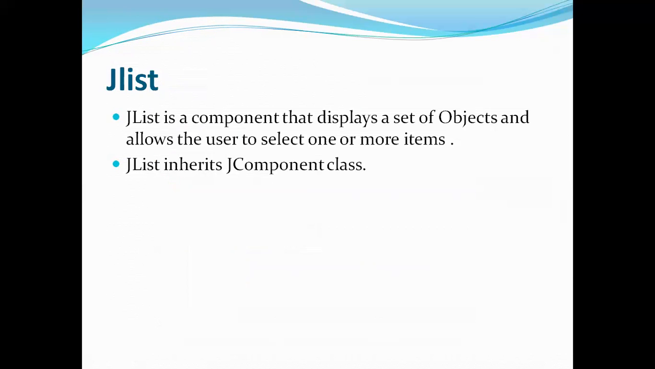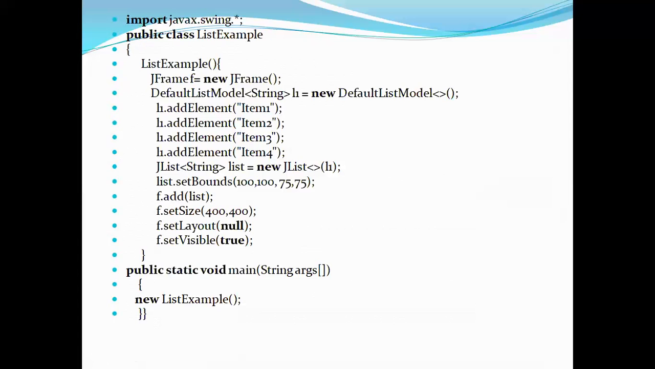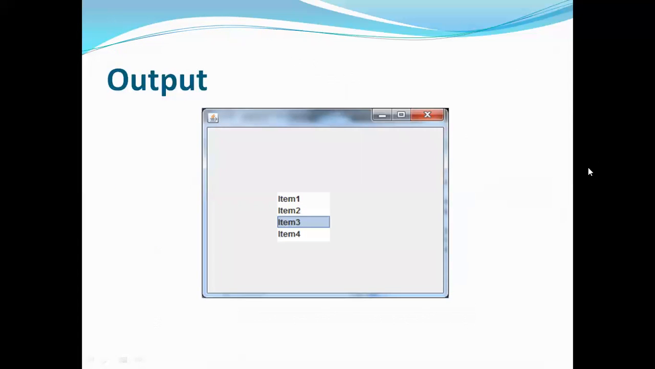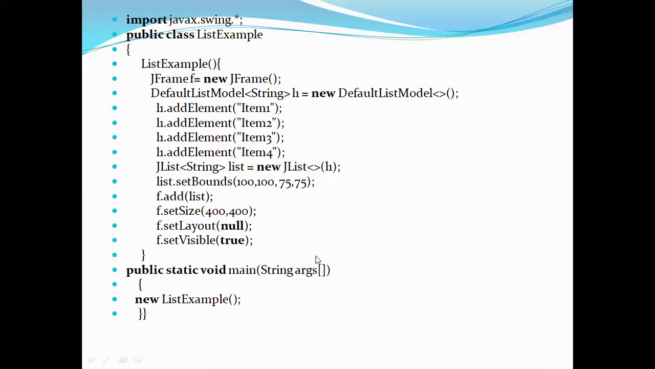We are seeing JList. Now JList is the same as the list of our AWT. Here JList is a component that displays a set of objects and allows the user to select one or more items. So JList inherits the JComponent class. Now let's see the program. Before that we'll see the output. If you observe the output, it is a list here which has 4 items. Now, same like our AWT.